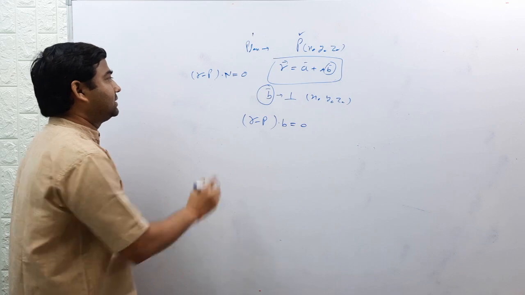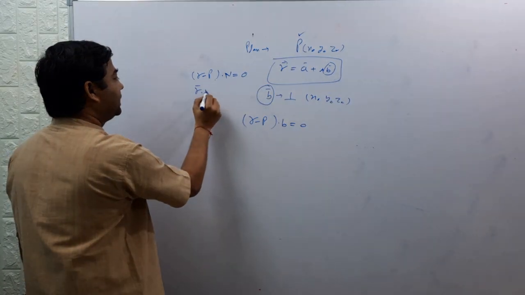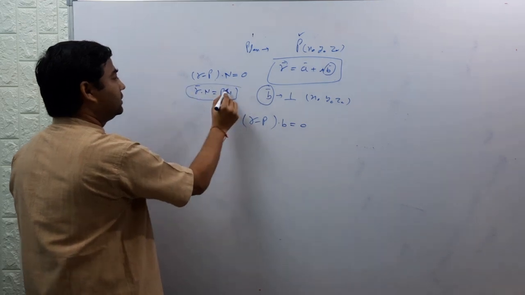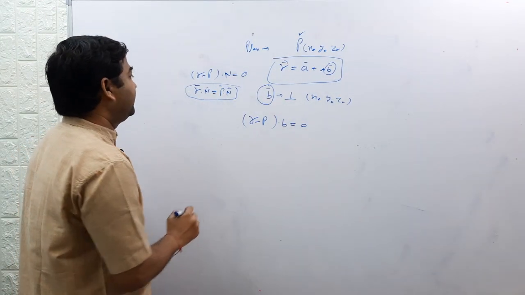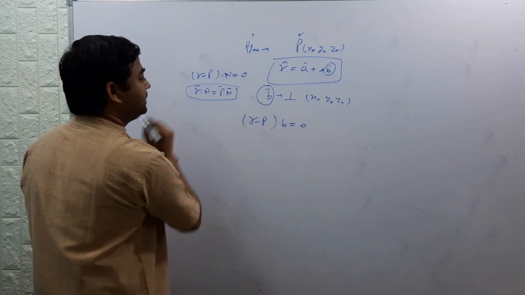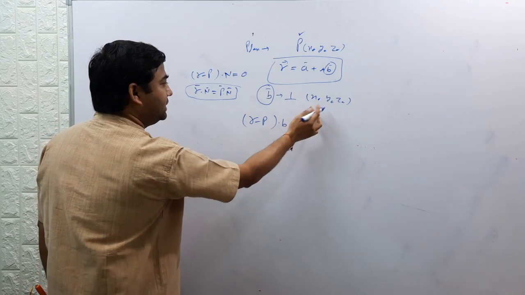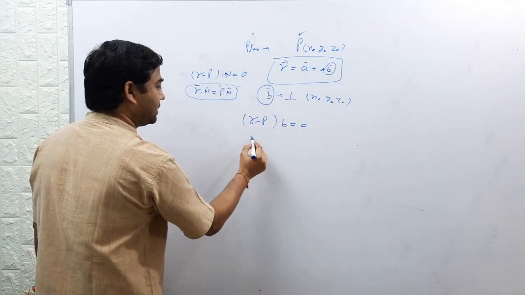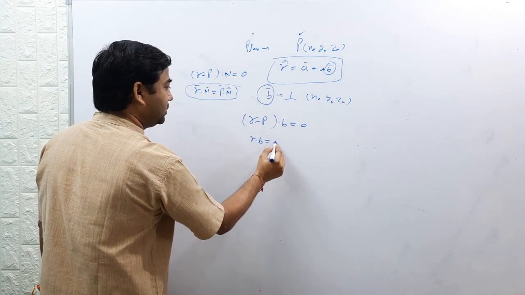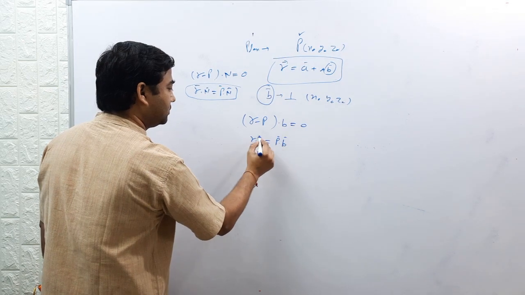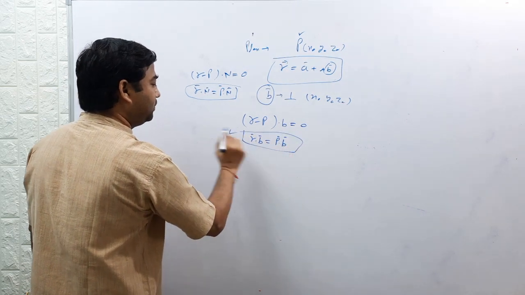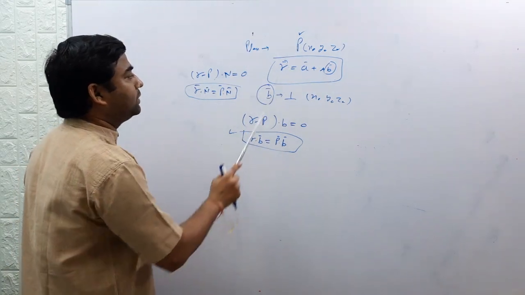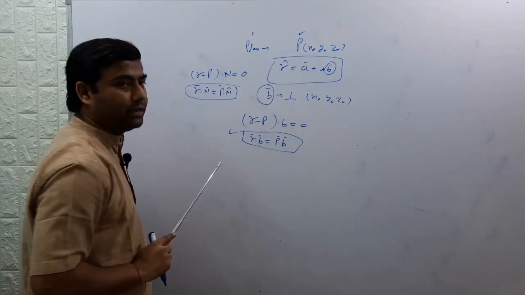This form we have discussed, or we can say r dot n is equal to p dot n. This form also we have discussed, where n is the perpendicular vector and p is the given point. So this is the same, b is the perpendicular vector and p is the point. So (r minus p) dot n is equal to 0, that is r dot n is equal to p dot n. That is the equation of the plane which passes through point P and is perpendicular to this given line.